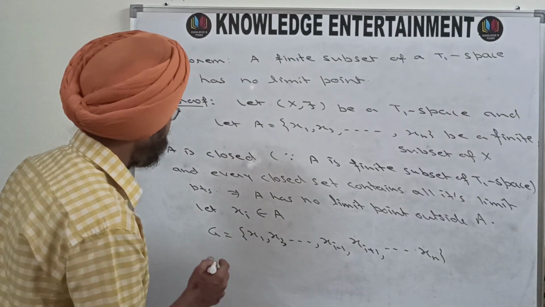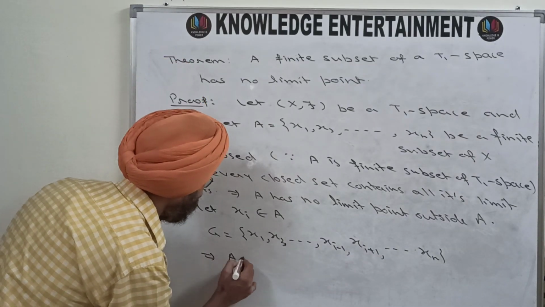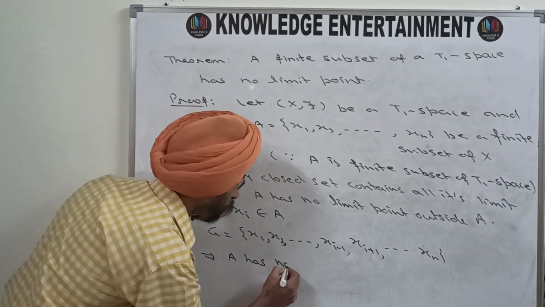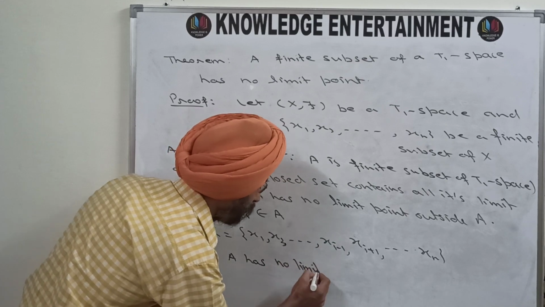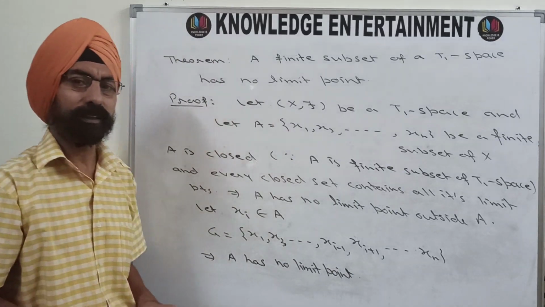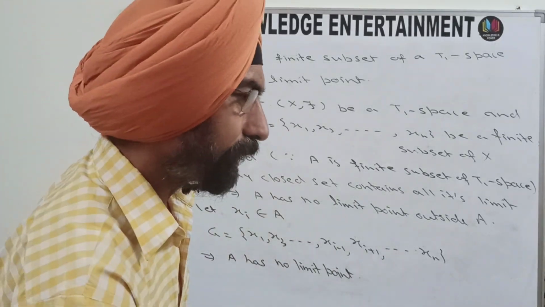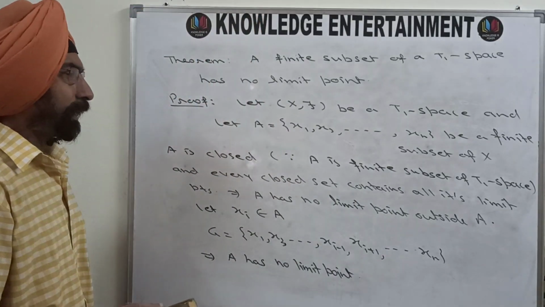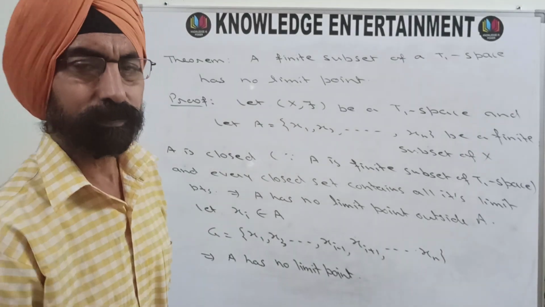So this means A has no limit point. So this was the theorem, and here I am going to stop this video.